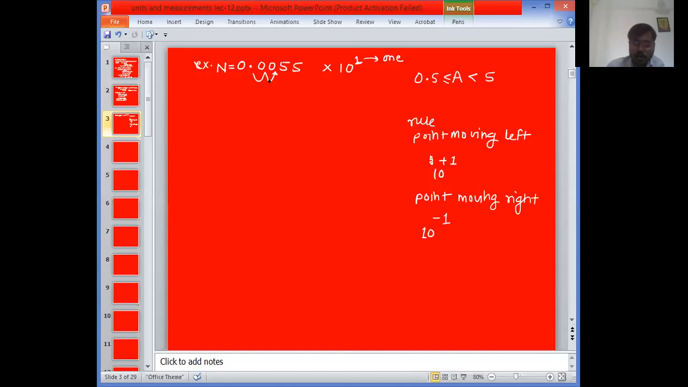Now we are shifting the point right by 2 times. How many times? 2 times. So how many right shift? 2. Right means minus. 2 times right shift means 10⁻². Okay. So shift this point here. So that will create 0.55. Now the point has been moved rightward 2 times. Point moving left +1, right -1.